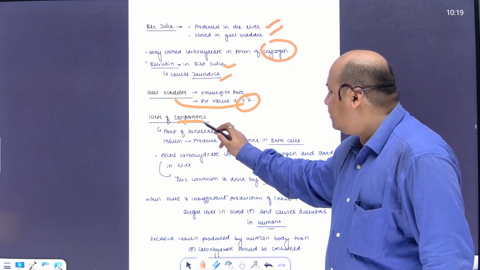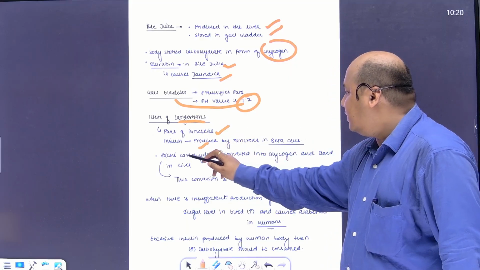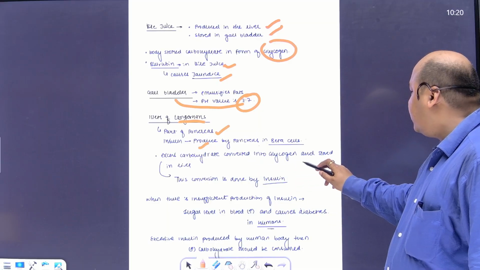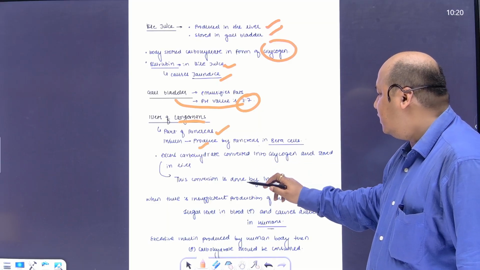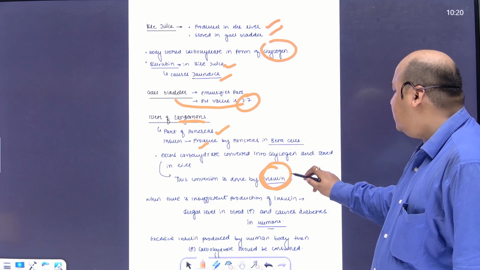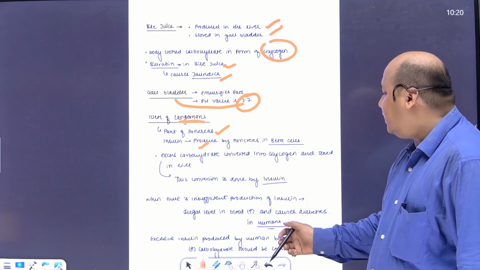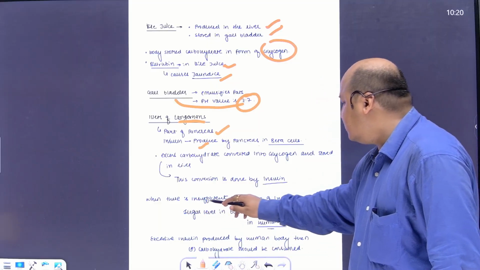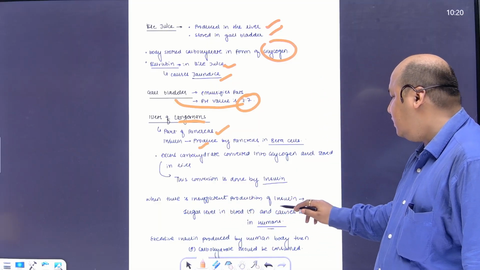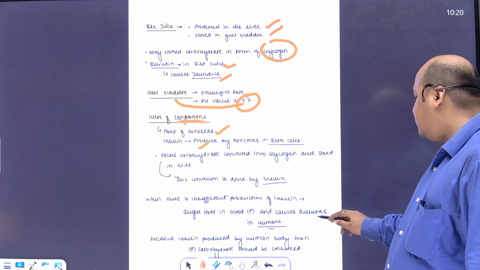Now the pancreas: insulin is produced by the pancreas in beta cells. It converts excess carbohydrate into glycogen, which is stored in the liver. This conversion is done by insulin. This is a very commonly asked question. When there is insufficient production of insulin, the sugar level in blood is high, and that causes diabetes in humans.